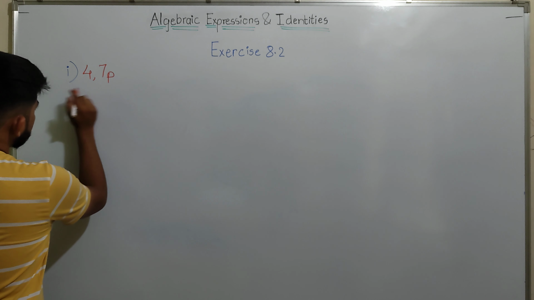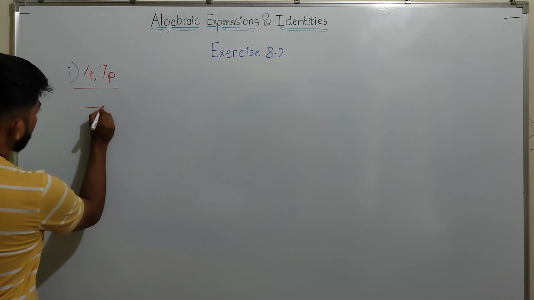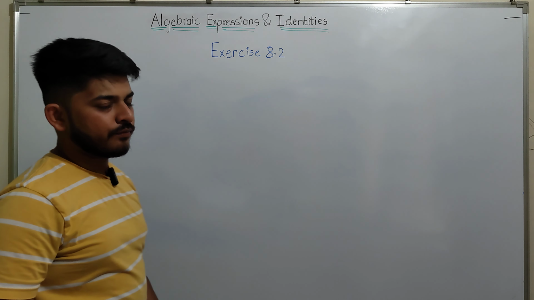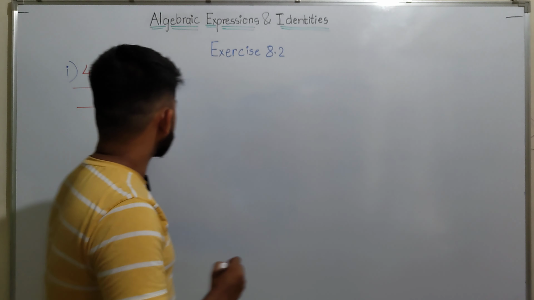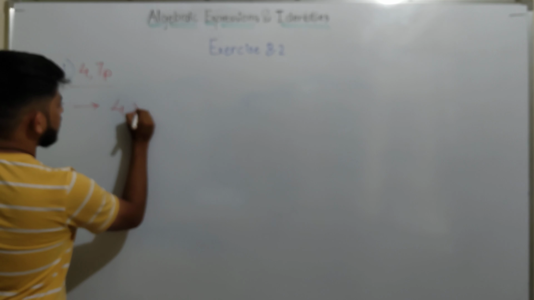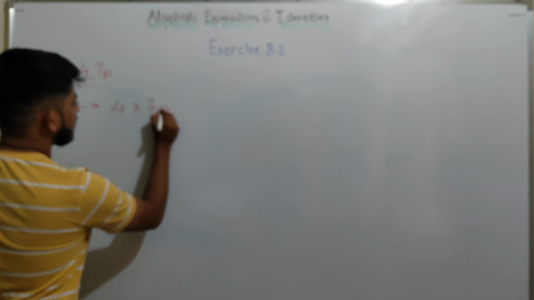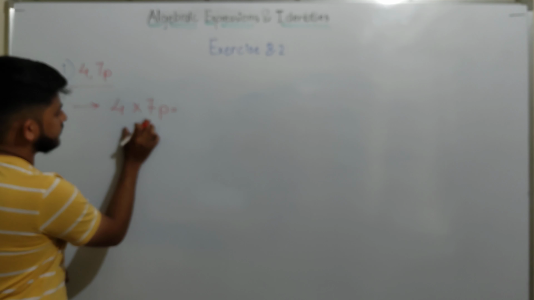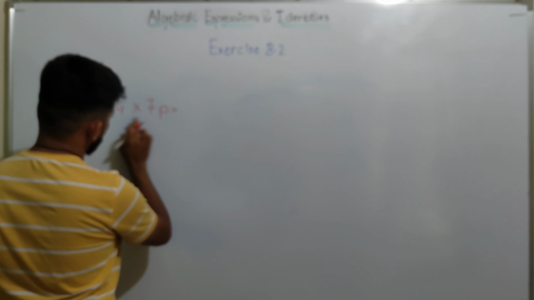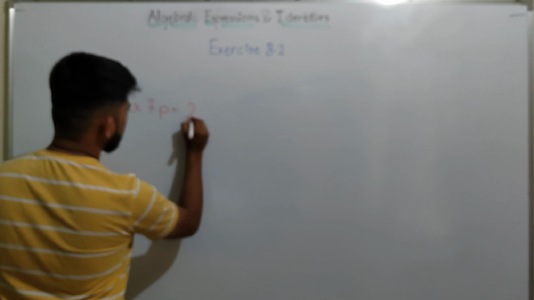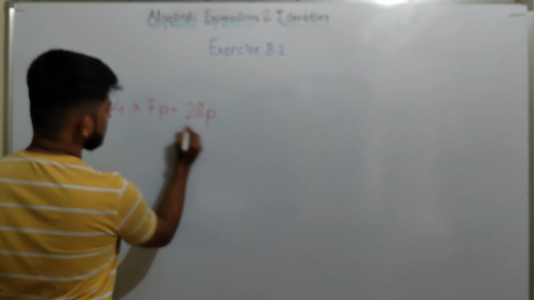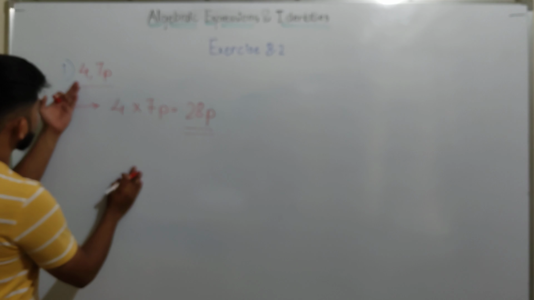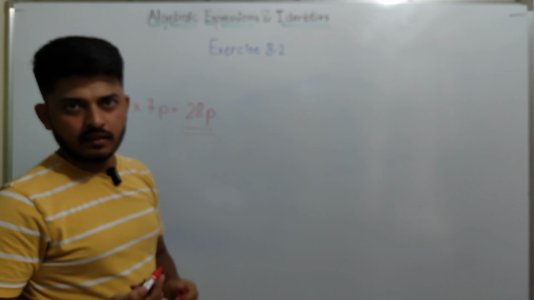Now see here, this is the given monomial. We have to find the product. A few minutes back I explained what exactly a product is. The product is 4 into 7p. Now what is 7 fours? 7 fours are 28, right? And this is p. That's it. This is the required answer. The product of 4 and 7p is 28p.